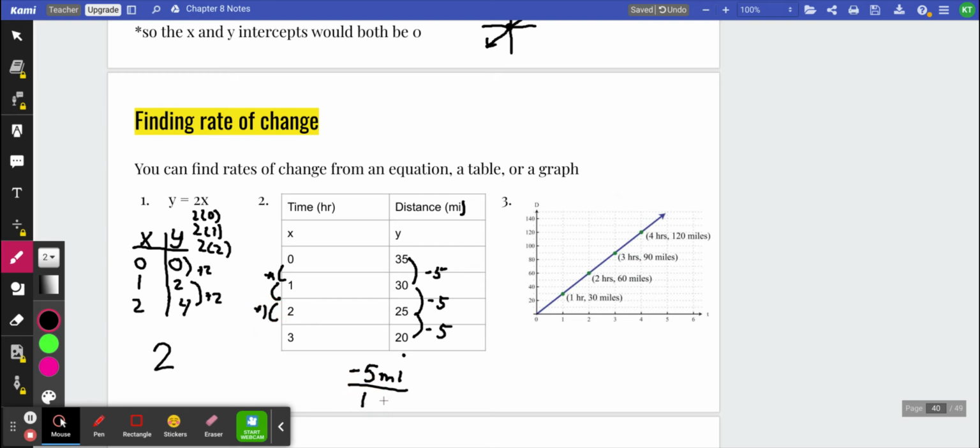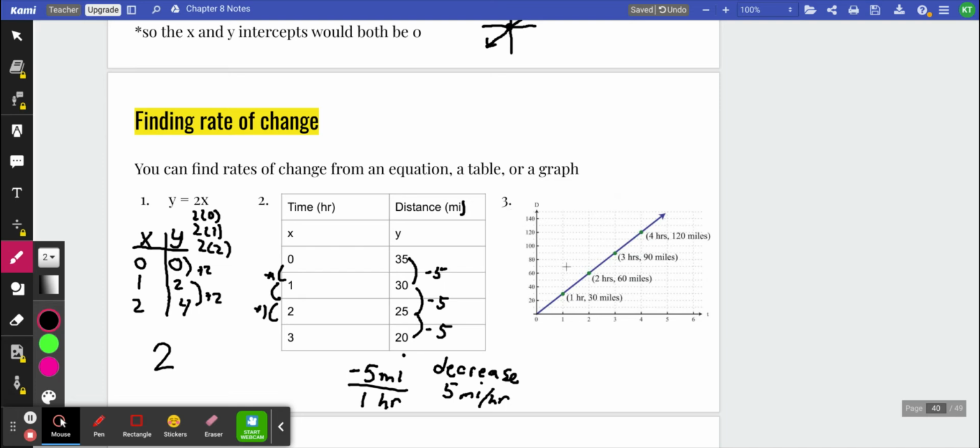So this would be negative 5 miles per hour, right? And you can use negative to describe it, or you can say decrease 5 miles per hour, right? So we can use a table to find a rate of change as well.